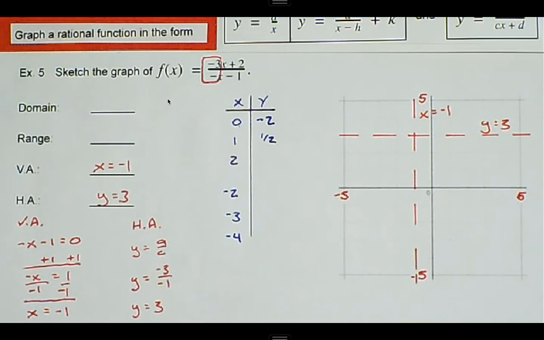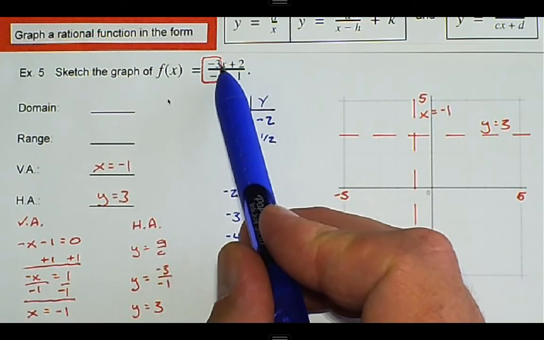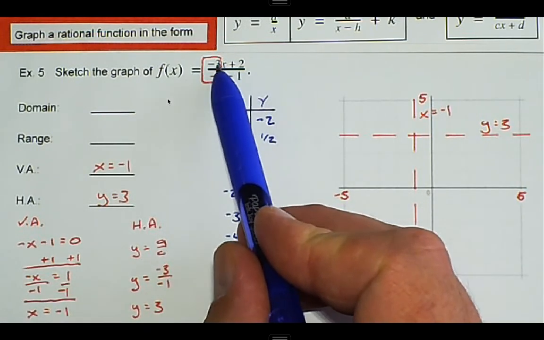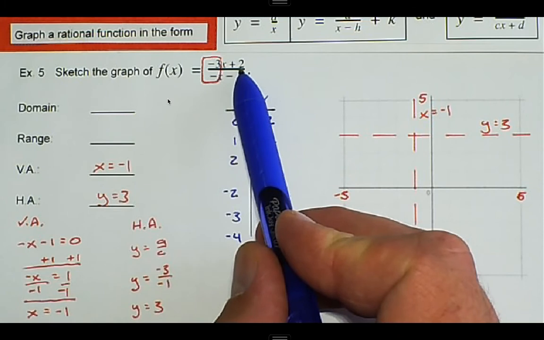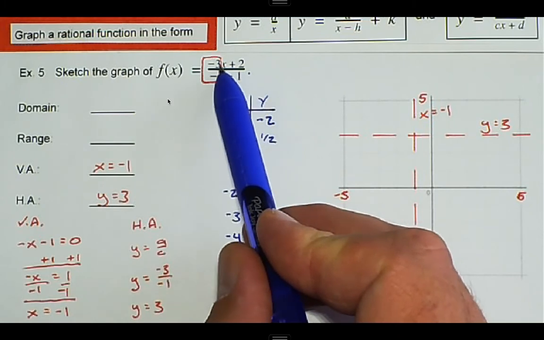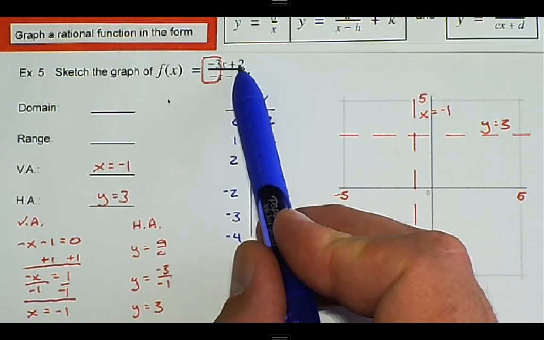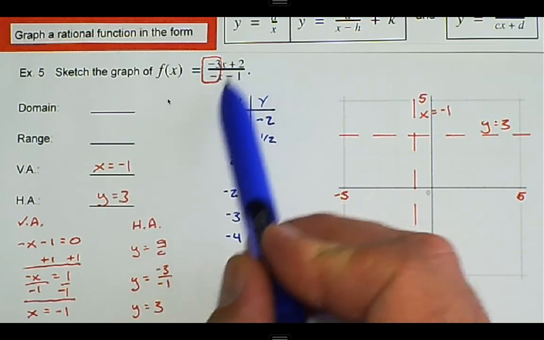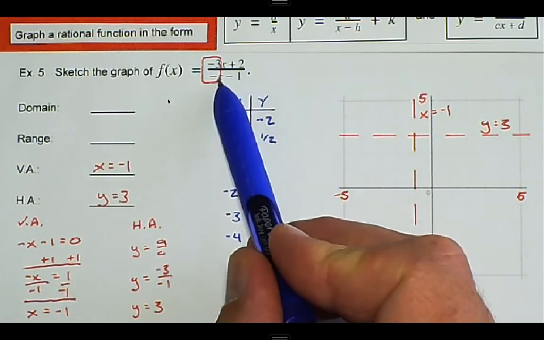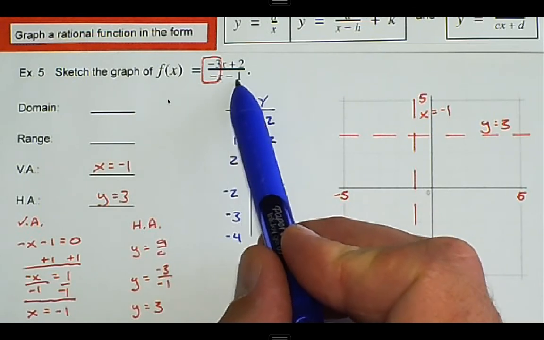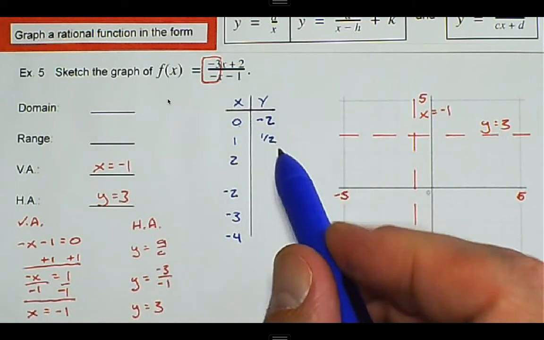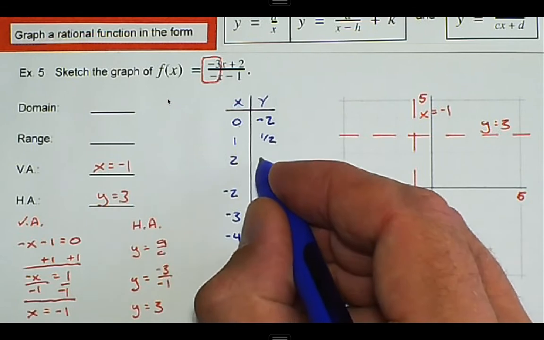If we plug in 2, we get 2 times negative 3, which is negative 6, plus 2 is negative 4. And 2 times negative 1 is negative 2, minus 1 is negative 3. So then we get 4/3.